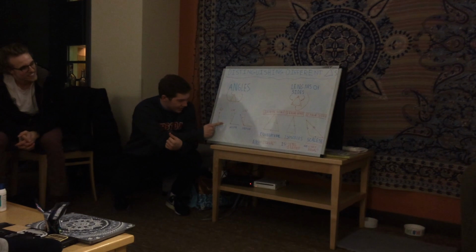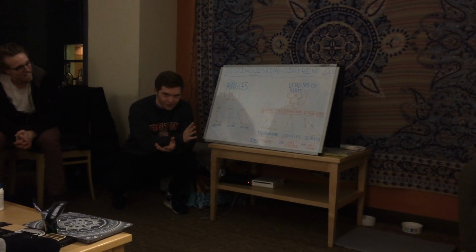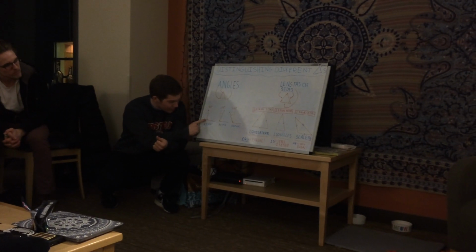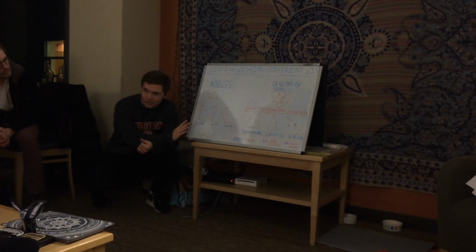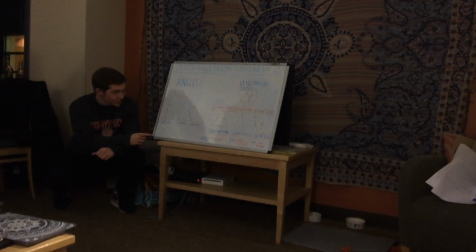We're good. Okay, right triangles have an angle that is exactly 90 degrees, and it's denoted by this little square in the middle. Any right triangle you see will have this little square in the corner. That's how you know it's a right triangle.